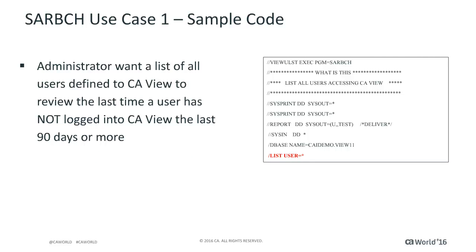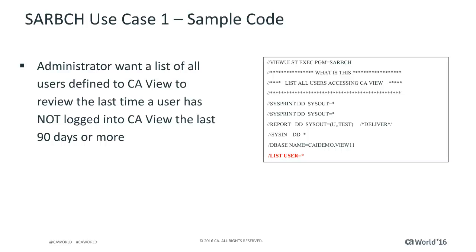In this example, we're taking a SARBCH program and we're converting it so we can get a list of information out of CA View. In this example, the administrator wants a list of all the users defined in CA View so that they can review the last time the user has logged into CA View, because if they have not logged in the last 90 days or more, maybe they're not using the product, or we just need to clean that up from a security point of view. So this is an example of the code of what they would use to create that report.